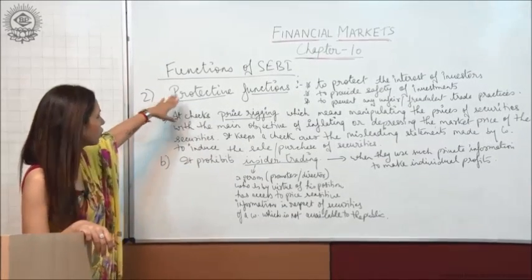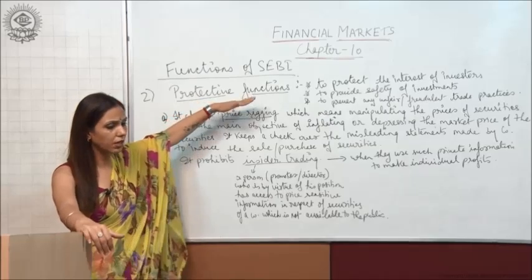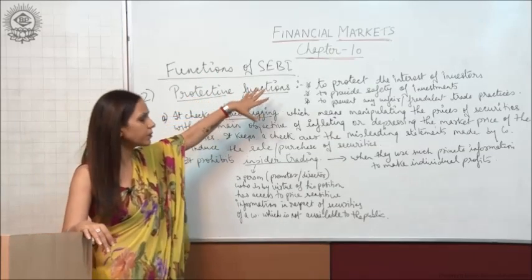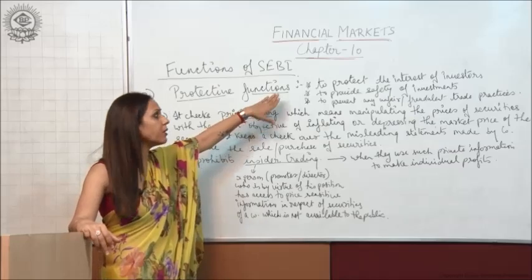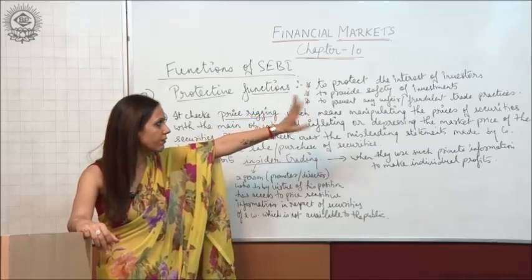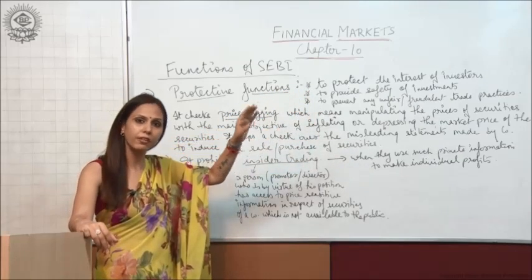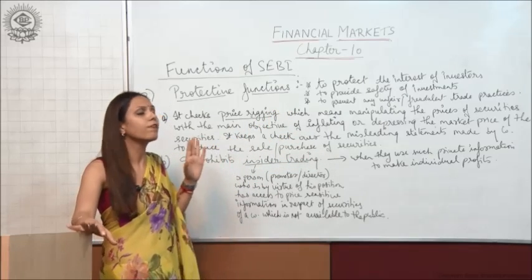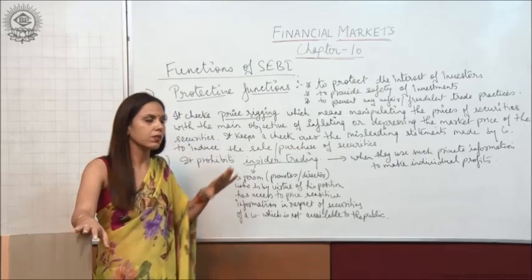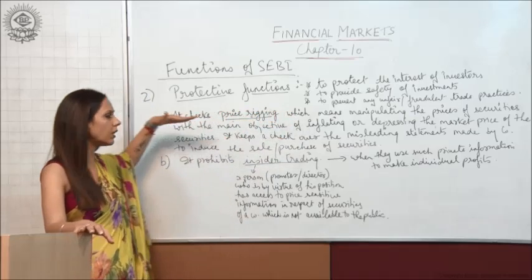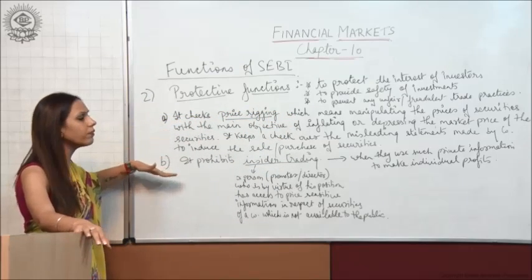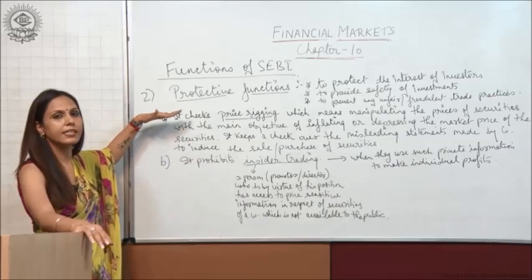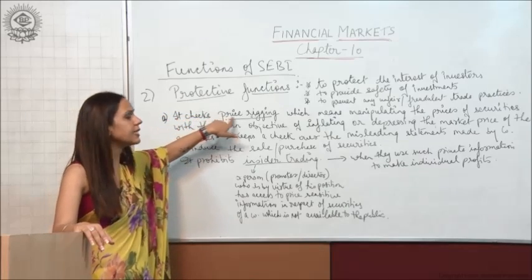Second function of SEBI is the protective function. Under protective function, these are functions performed by SEBI to protect the interest of the investors, to provide safety of investments and to prevent any unfair or fraudulent trade practices. For this purpose, these following functions are performed by SEBI. The first one is SEBI checks price rigging.